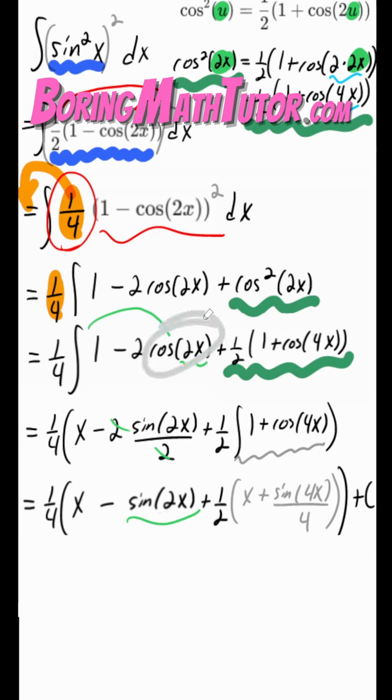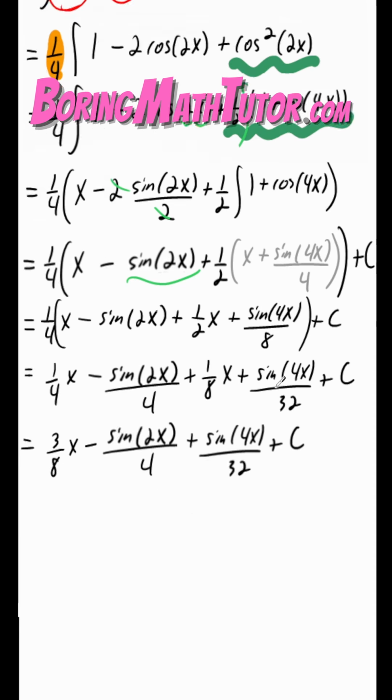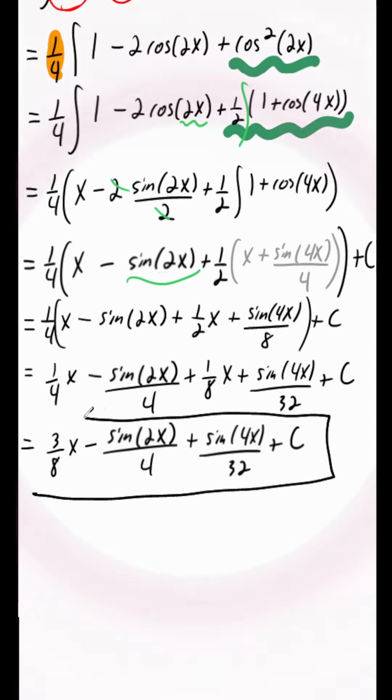But then lastly, we still need the integral of 1/2 blah, blah, blah. So I can move the integral sign over here. That's all I did right there. And then I actually took the integral of 1, that's x, and integral of cosine 4x, sine 4x over 4. At this point, all it is is a little bit of distributing and adding like terms, and we is done.